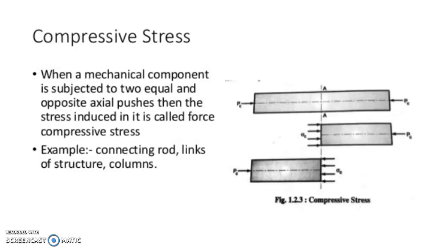Next one is compressive stress. When a mechanical component is subjected to two equal and opposite axial pushes, which means the opposite of pulling, we can see it in our figure, that there is a force named P0 on the two sides of the shaft or connecting rod. The stress induced in it is called compressive stress. For example, connecting rods, links of structures, columns, etc. This type of compressive stress will happen.